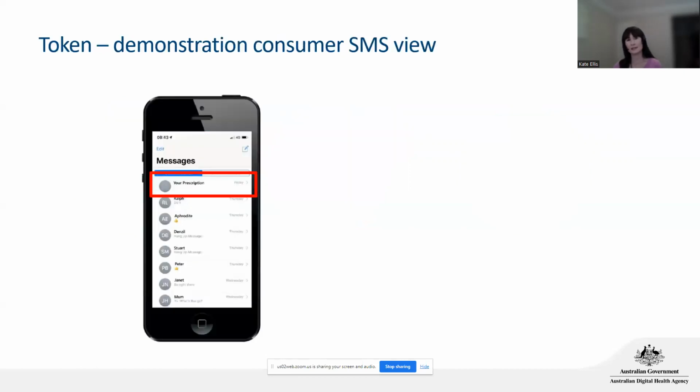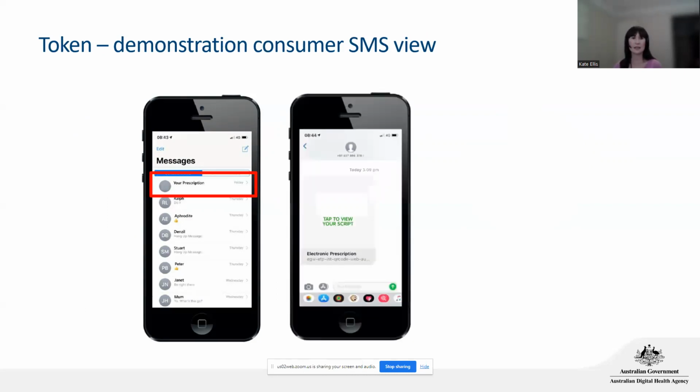So this slide here basically gives you a little bit of a snapshot. If you haven't received an electronic prescription before, this is what it looks like. So you might have your mobile device in front of you and you'll get a text message that says something along the lines of your prescription. You'll click on that text message, it'll open it up, and you'll see a little screen there that says tap to view your electronic script.